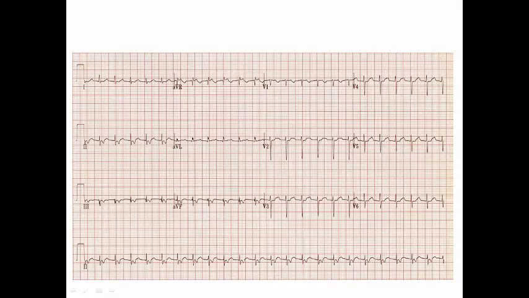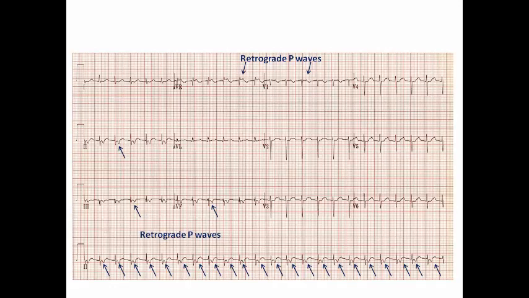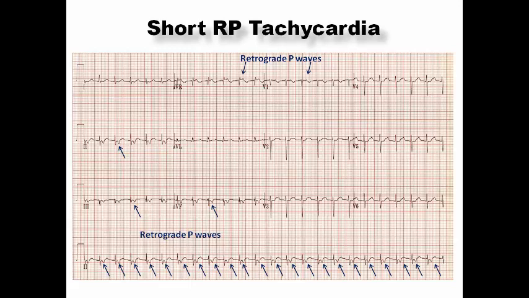Let's see this example here. We can see regular narrow complex tachycardia, and we can see that there are retrograde P waves here. They are negative in the inferior leads and positive in AVR and V1. Of course they are retrograde P waves because the axis here is reversed compared to the axis of the sinus rhythm. In the ECG strip, there is a negative P wave following each complex. So here I'm speaking about short RP tachycardia because the RP interval is shorter than the PR interval.